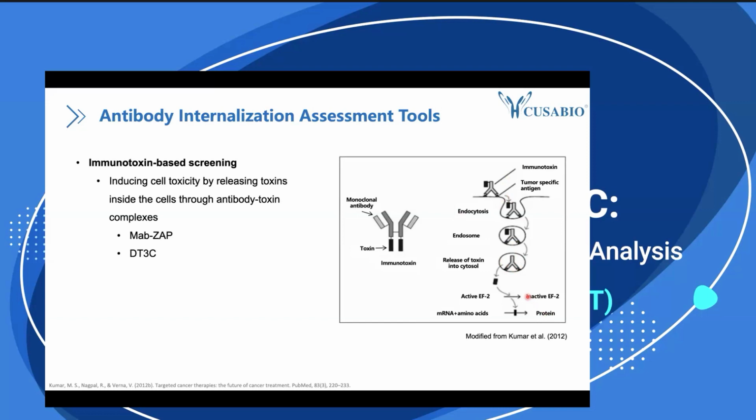When you hear this, doesn't that sound familiar? Yes, you are right. The mechanism is similar to the ADC. Instead of using the payload in the ADC, this assay uses a toxin to replace the payload. This assay can be processed in a high throughput manner, and is commonly used for some initial screening.